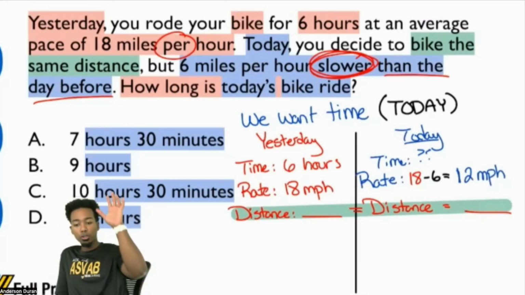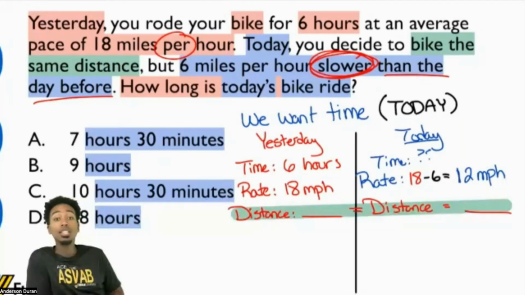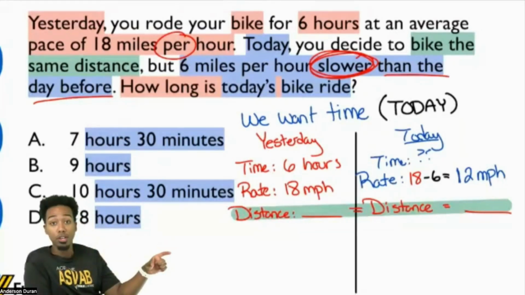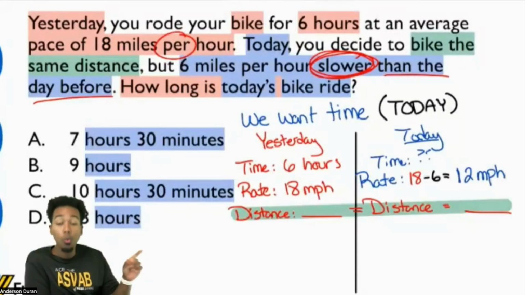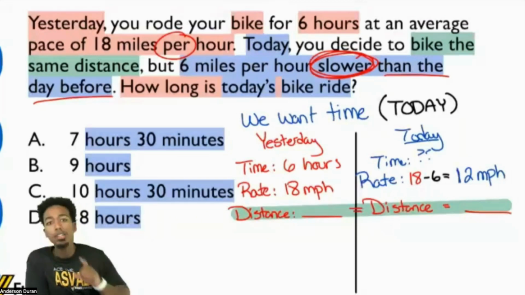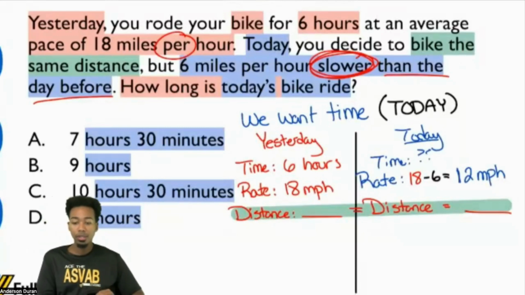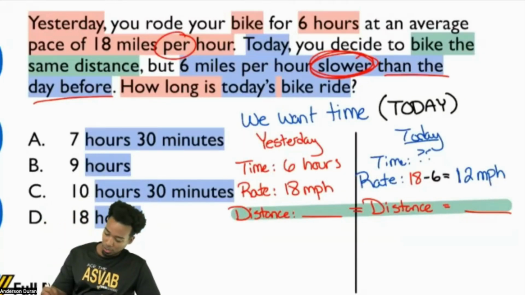So does everybody here understand how we got that 12 miles per hour? Because again, 6 miles per hour slower than yesterday. You take yesterday's 18, slower, take away 6. 6 miles per hour slower than yesterday. Yesterday was 18 miles an hour. Take away 6 miles an hour, you get 12. That's what that means right there. The slower, let me draw an arrow for that right there.